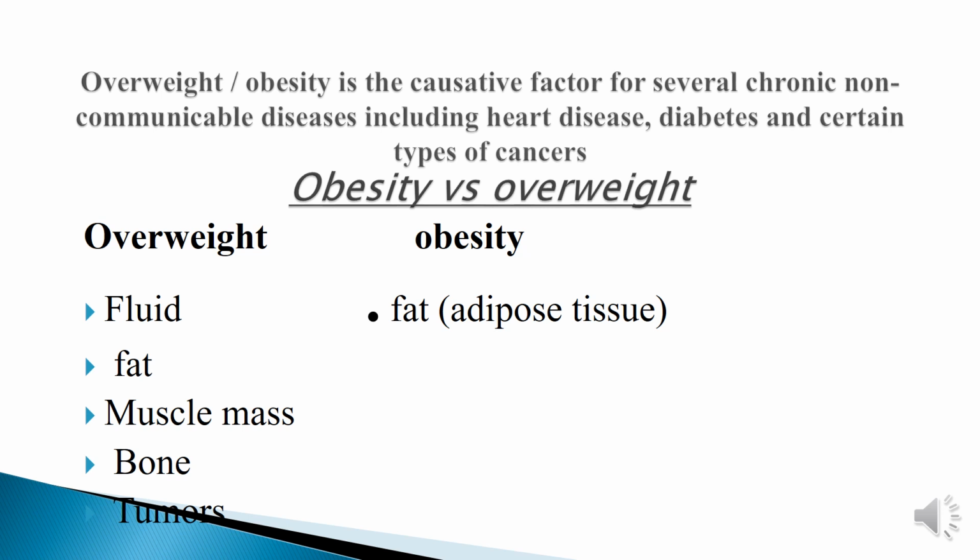So this slide shows obesity versus overweight. Obesity is a causative factor for several chronic non-communicable diseases including heart disease, diabetes and certain types of cancers too. A person is said to be overweight when they are having fluid, fat, muscle mass, bone, tumors, etc. And obesity is totally the deposition of fat in the adipose tissue.